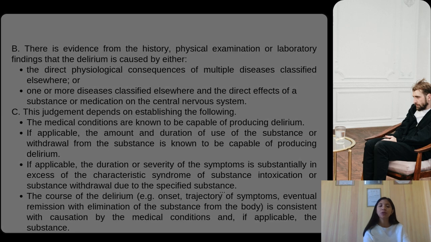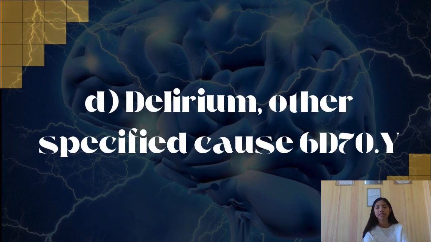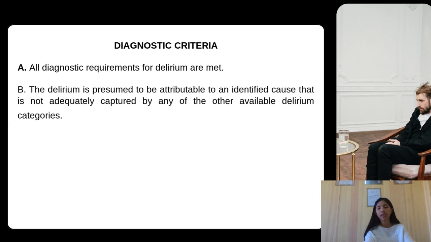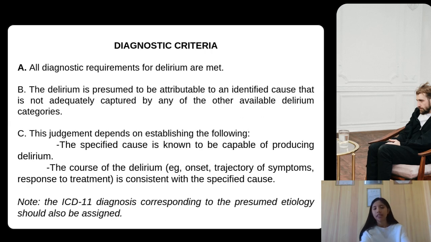Okay, now let's move to letter D. That would be delirium, other specified cause. So, the code for that is 6D70.Y. Na diagnostic criteria for this is letter A, all the diagnostic requirements for delirium are met. B, the delirium is presumed to be attributable to an identified cause that is not adequately captured by any of the other available delirium categories. So what this means is that yung delirium, sanhi ng specific na dahilan na hindi pasok sa other categories ng delirium.